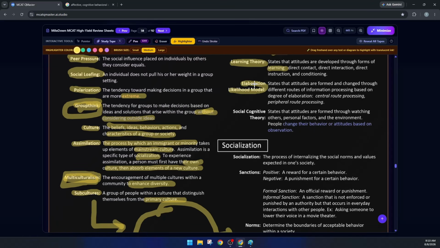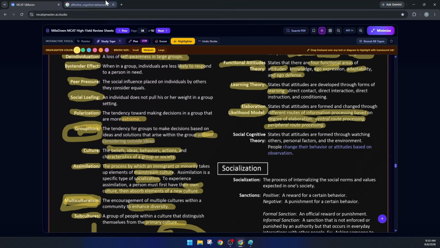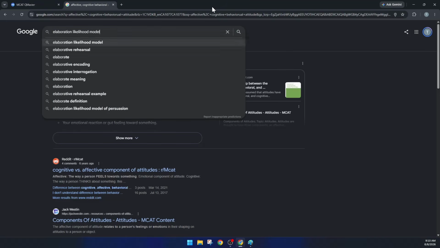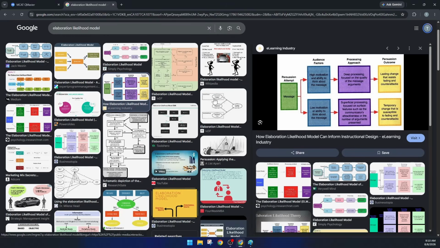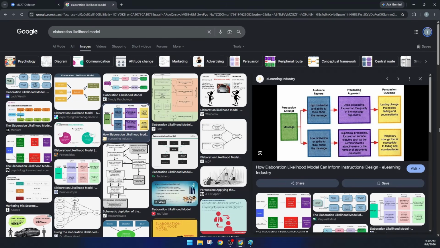Elaboration likelihood model. This is a model where there are different routes of information processing based on the degree of elaboration. So central route processing, peripheral route processing. The best way to learn this one, the elaboration likelihood model, is to look at a picture. Apparently this picture is okay. The elaboration likelihood model is used a lot in what I like to think of as persuasion. Like a business wants to advertise something, right? So there are 2 routes that the message or the advertisement could go through.